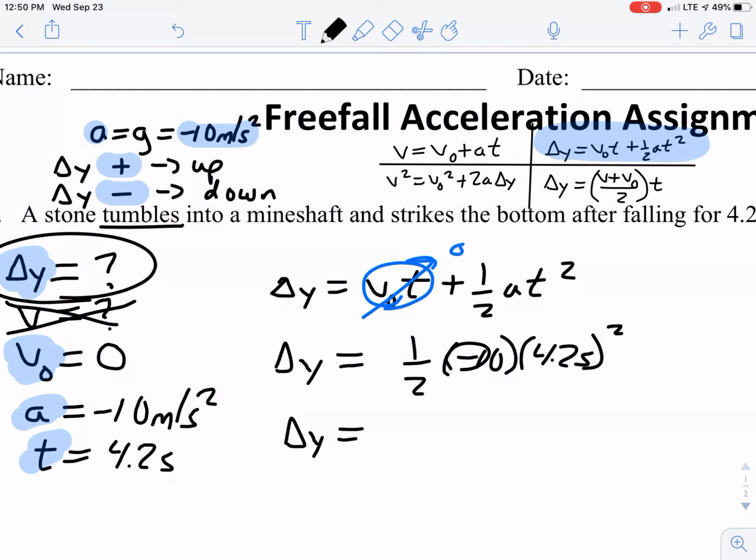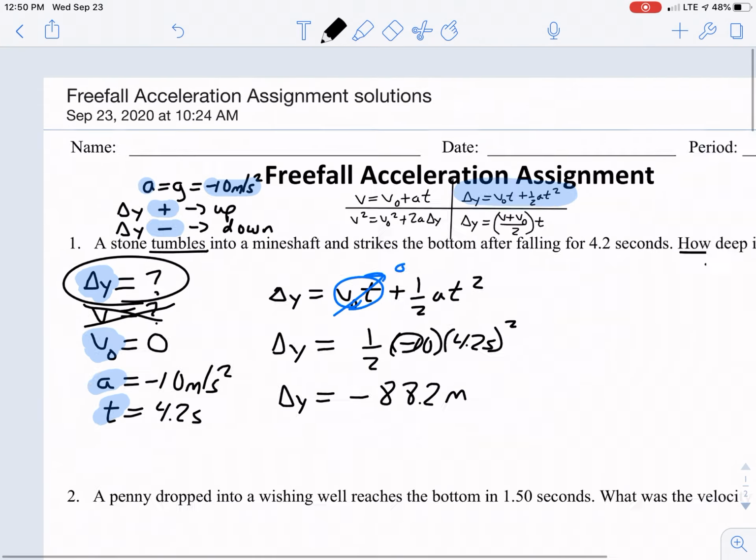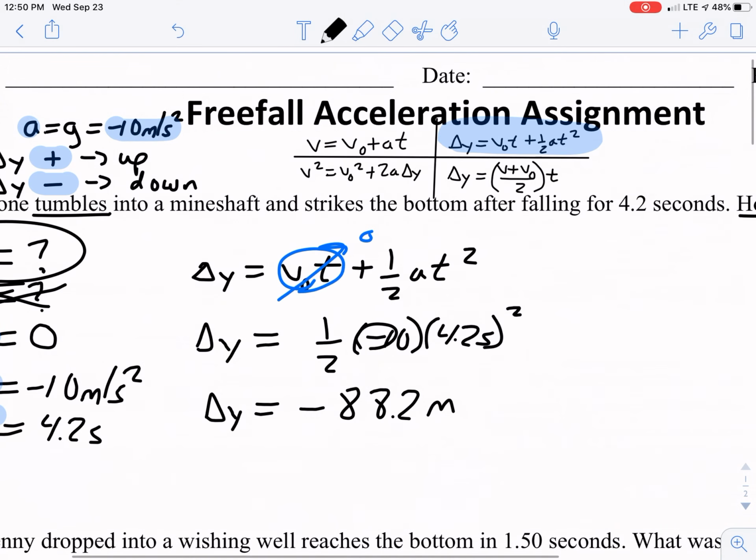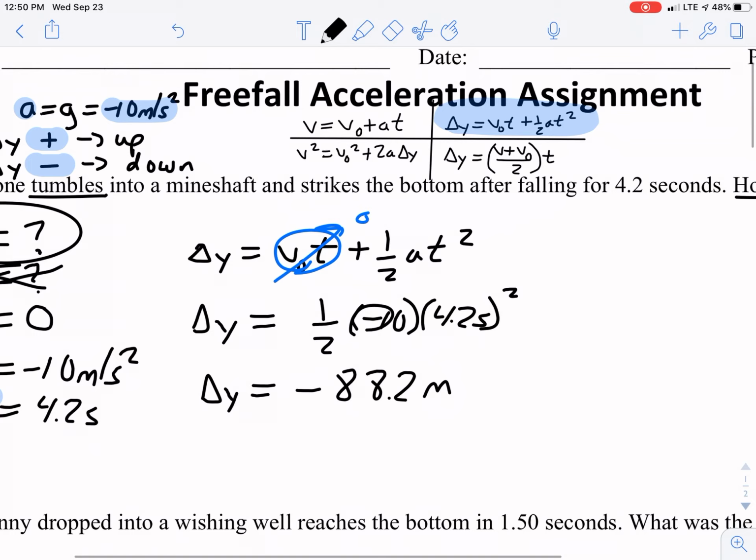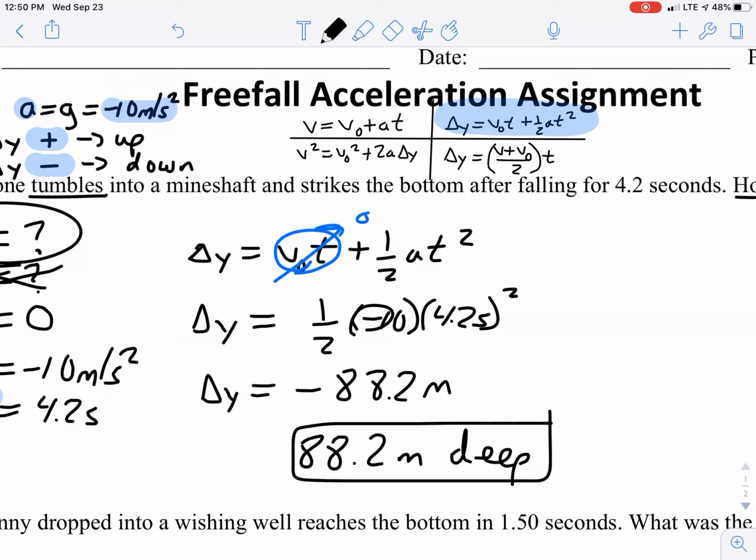Now, you can see there's a negative right there. We already expected our answer to be negative, right? So that's working out so far. 4.2, square it, times the negative 10, and take half of that, we get negative 88.2 meters. So how deep is the mine shaft? Now this is your displacement, but to answer it, it's not asking for a particular direction. So we can say it is 88.2 meters deep. We don't need the negative to answer the question.